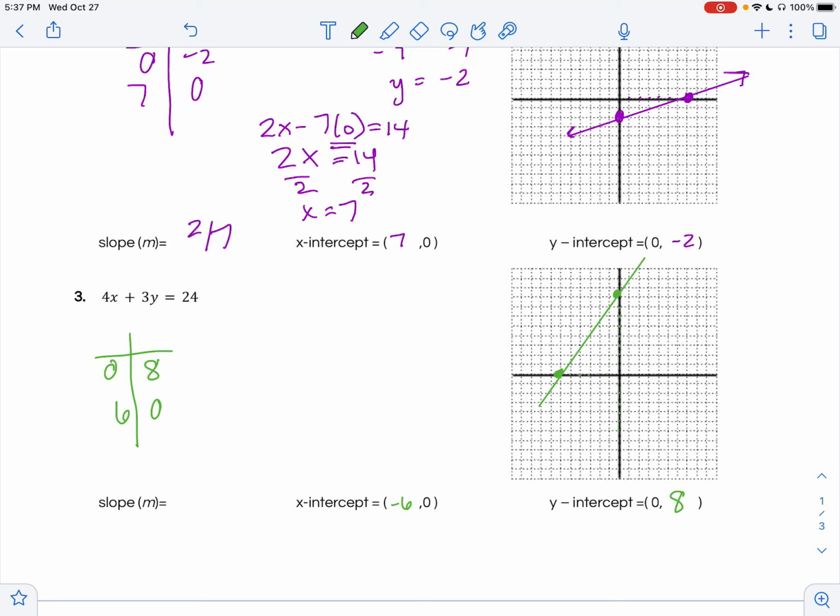I would graph my lines. Oh, I wrote -6 and I mean +6. I was wondering why I did that wrong. +6, 2, 3, 4, 5, 6. Then I can graph my line. I can count my slope going down 8 over 6, which is the same as -4/3. Or again, you can use algebra to get the same answer.